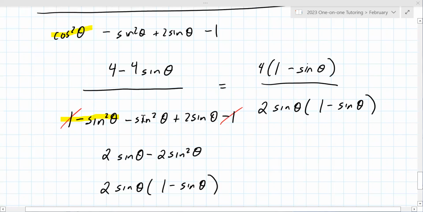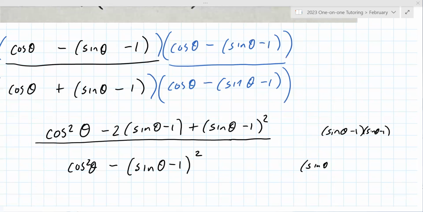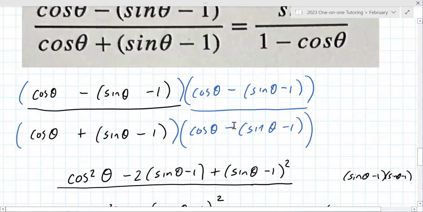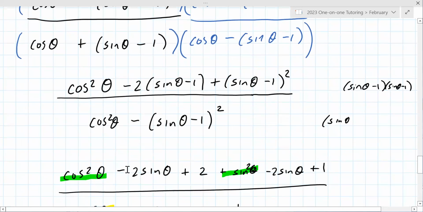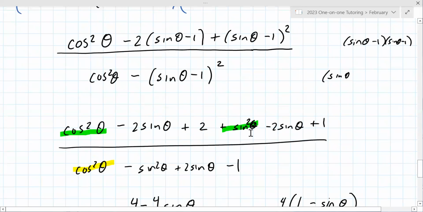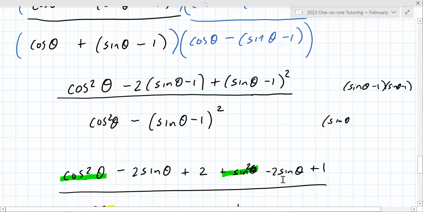All right, really sorry. Let me just check here. Cosine theta minus sine theta. Okay, so the numerator, cosine squared, and we got 2 of those, minus 2 sine theta plus 2, and then we've got plus that one, sine squared theta minus 2 sine theta plus 1.